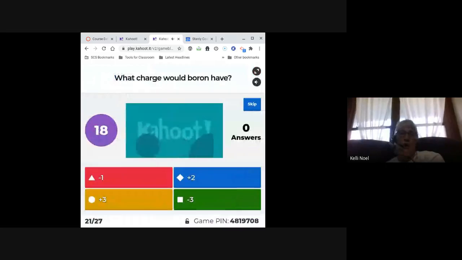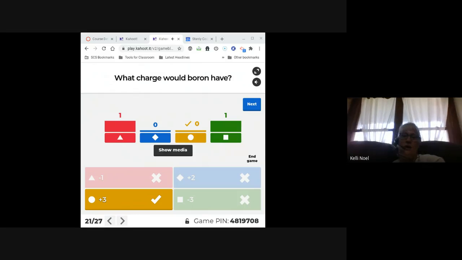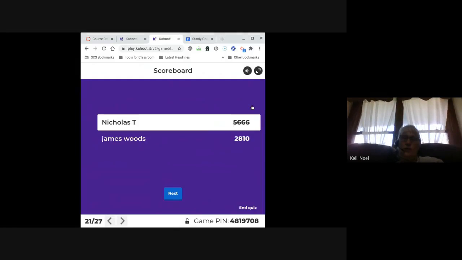What charge would boron have? So find boron on the periodic table, and what charge would it have? Well, it's kind of a metalloid, but it can act like a metal and it can act like a non-metal, and it generally acts like a metal in ionic bonds. So it'd be +3. It's in group 13 or group 3.